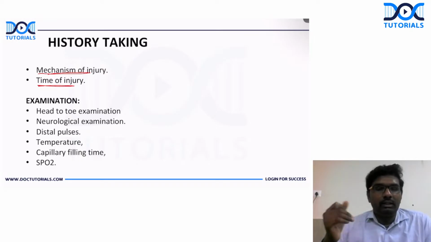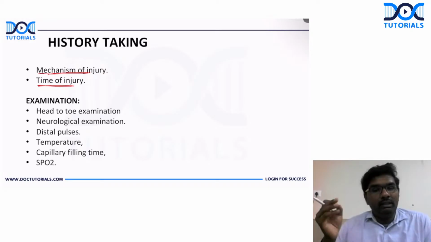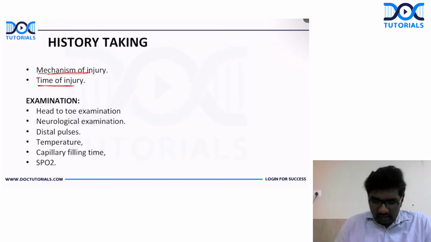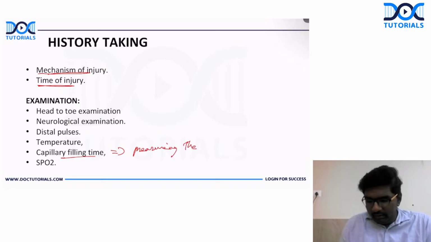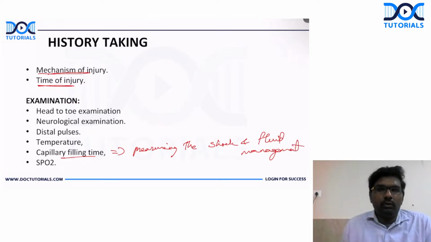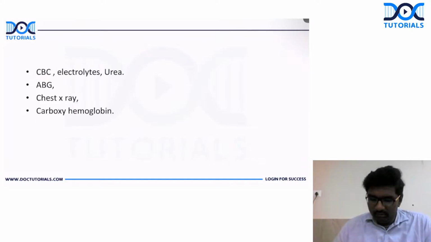And of course, the temperature of the patient and capillary refilling time are measured, and this will help in measuring or quantifying the shock. This will help in shock and fluid management. And of course, SpO2 monitoring is a must for ensuring the adequacy of airway management.